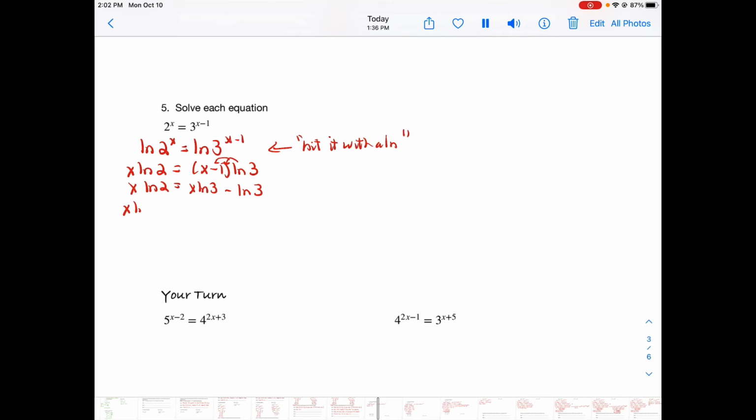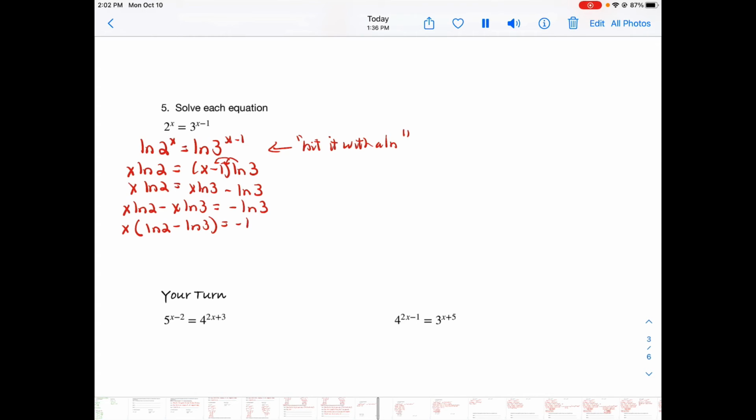Now, all the terms that have x need to be moved to one side of the equation. So I'm going to subtract x natural log of 3 from each side. Then that gives me, I can factor out my GCF of x on that left-hand side, and that leaves me with the natural log of 2 minus natural log of 3.